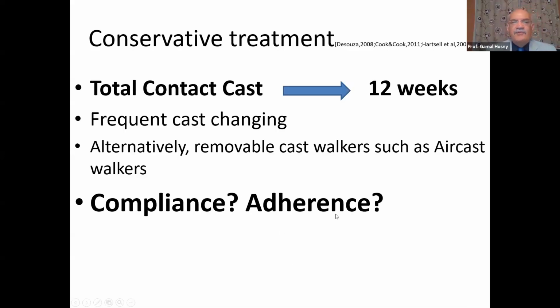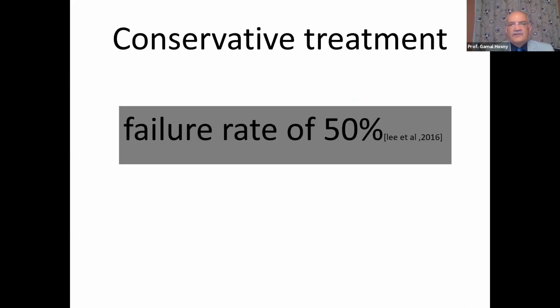The second problem with casting is compliance and adherence. Not less than 50% or perhaps more. They don't like to follow the rules or they remove the cast or they remove the air walker, they don't like it. So there is poor compliance with conservative treatment. This is a well-known fact. In conservative treatment, we have a failure rate of about 50%. It's a high rate of failure of conservative treatment.